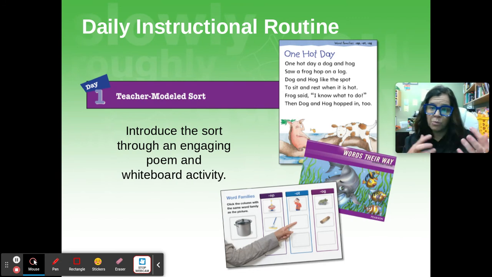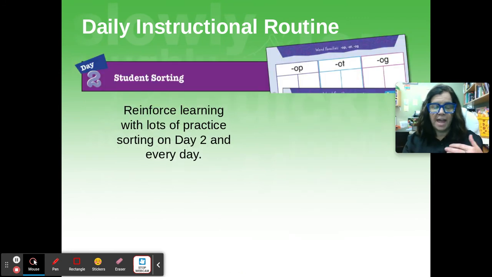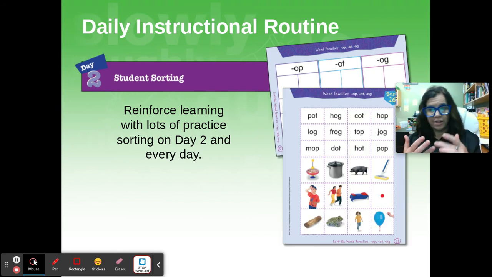You would work for about 10 to 15 minutes with the kids, getting them to understand the different words that are in their sort for that week. And then day 2 and day 3 and day 4 and day 5 is really what I recommend. The kids would then be practicing by doing all kinds of sorts.